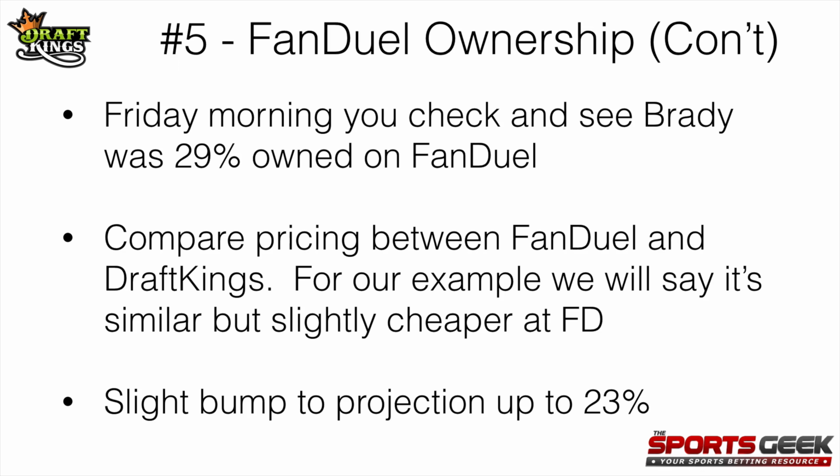So to continue our example, let's say that Friday morning you check and see Brady was 29% owned on the FanDuel Thursday contest. Then you want to compare the pricing between FanDuel and DraftKings. If the players are pretty similar on both sites, you can get a good projection. If one player is really cheap on FanDuel and really expensive on DraftKings, you can't really use this. But for our example, we'll say that it's pretty similar, but slightly cheaper at FanDuel. So we're going to give Brady a slight bump in projection. Since he was 29% owned on FanDuel, we're going to bump him up to 23 on DraftKings. And that would be it for the ownership projection for Brady for this week. So I went through the 5 different steps and we ended up with 23% projection.